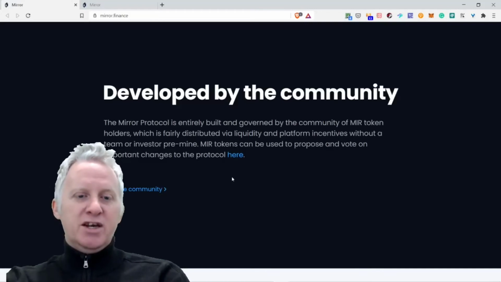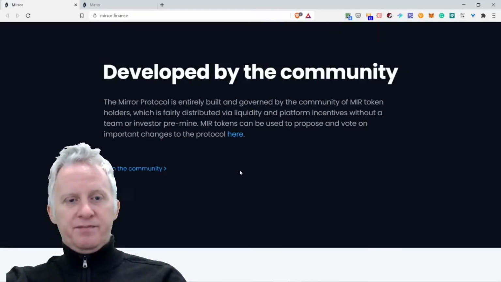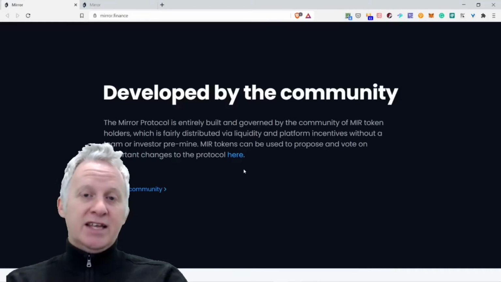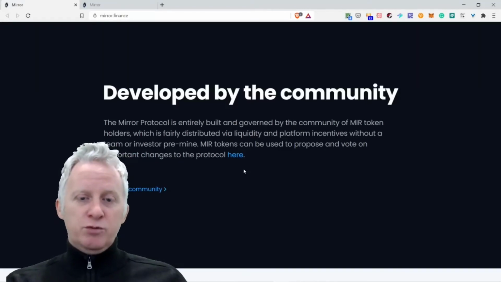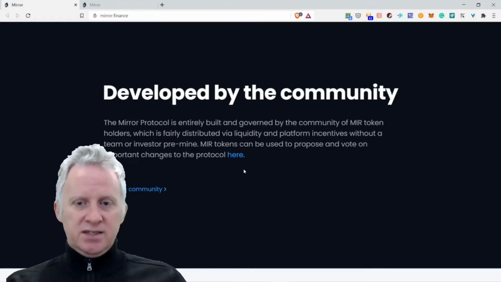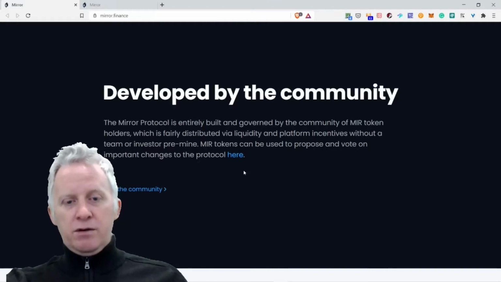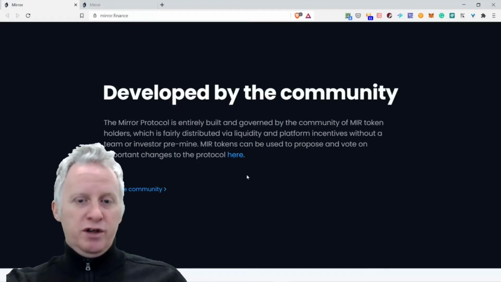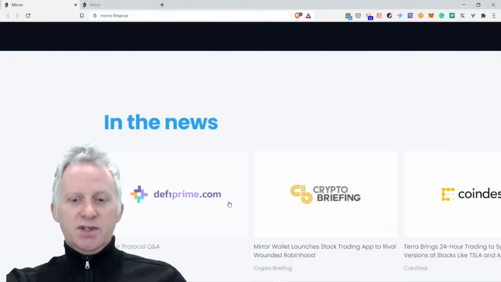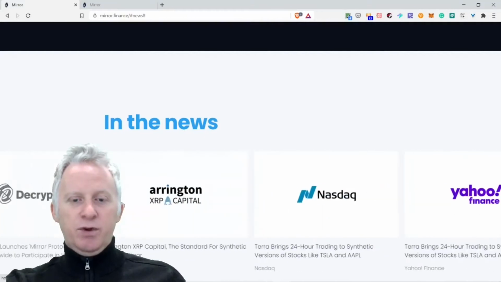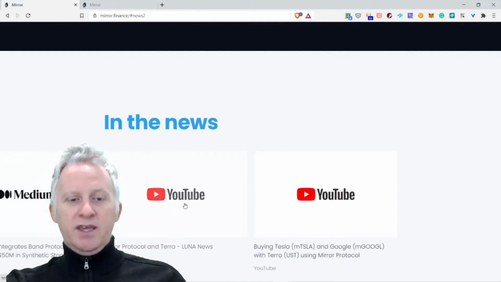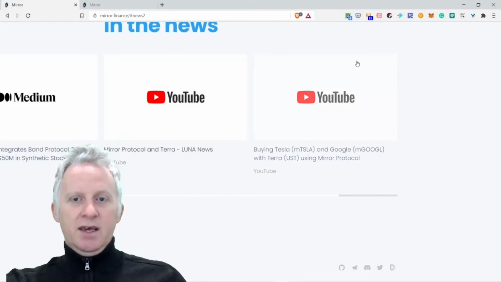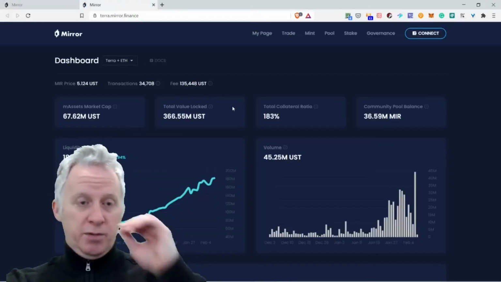Developed by the community, the Mirror protocol is entirely built and governed by the community of MIR token holders, which is fairly distributed via liquidity and platform incentives, without any team or investor pre-mine. MIR tokens can be used to propose and vote on important changes to the protocol. And as you can see in the news, it is listed on many news sites like Nasdaq, Yahoo, YouTube, and so on. So right now, I just want to show you the dashboard of Mirror.